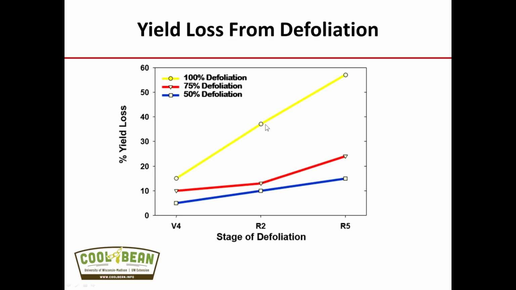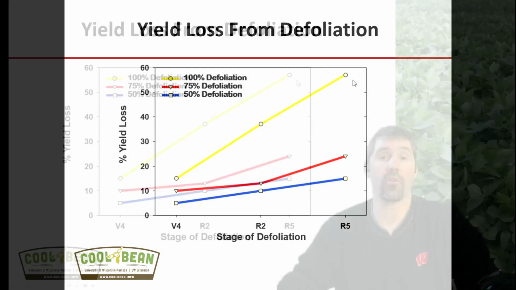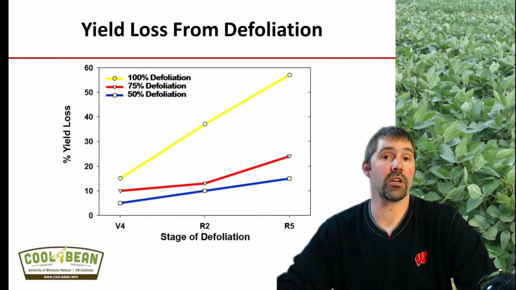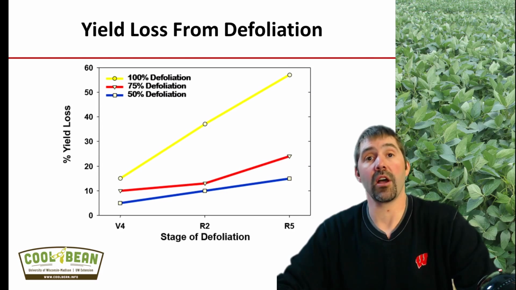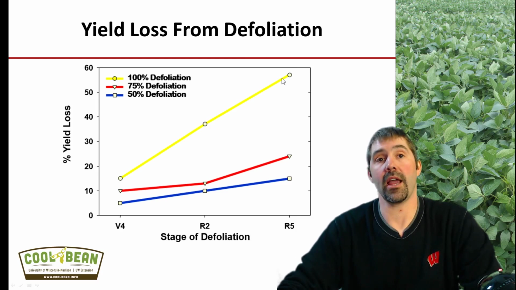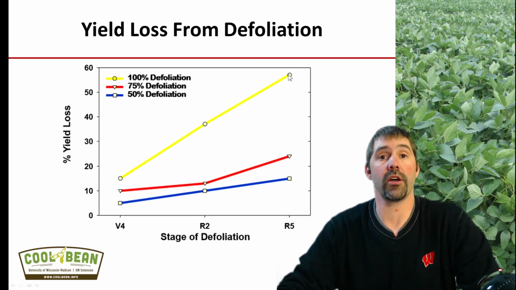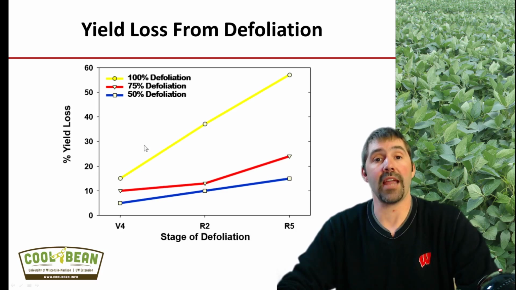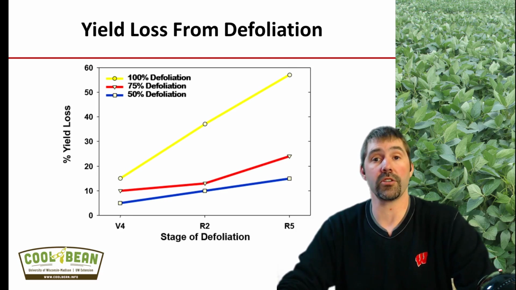However, once that plant hits that R2 growth stage and beyond, and we have 100% defoliation due to hail damage, stripping out all of the stems of their leaves, at that point we can have up to 60% yield loss. So again, gives you a sense of the damage potential of that hail injury by crop growth stage and by the amount of defoliation that occurs.